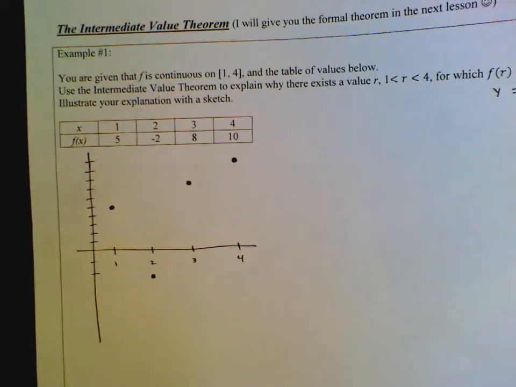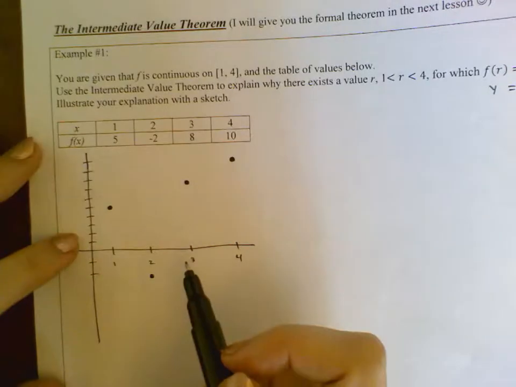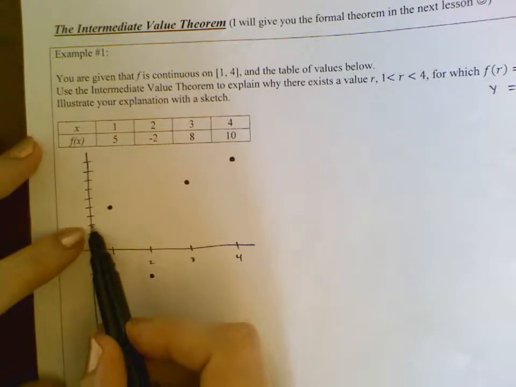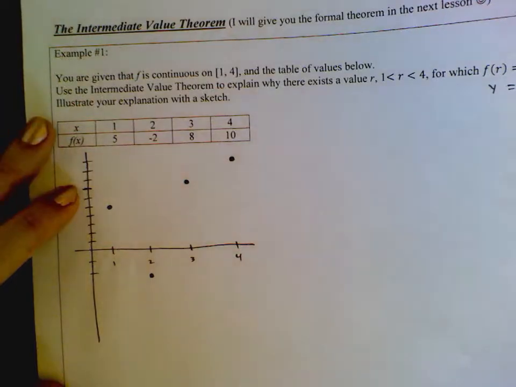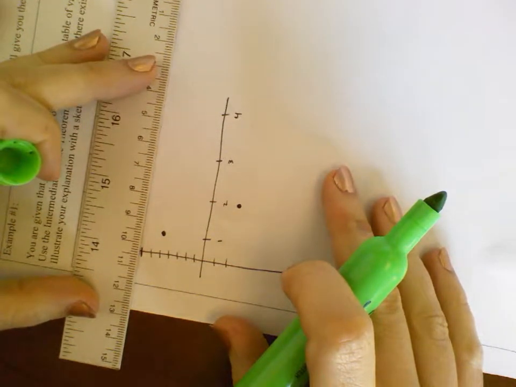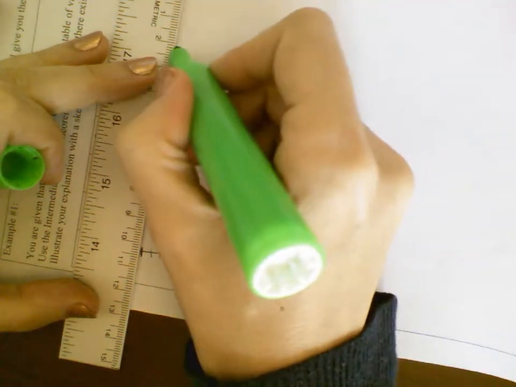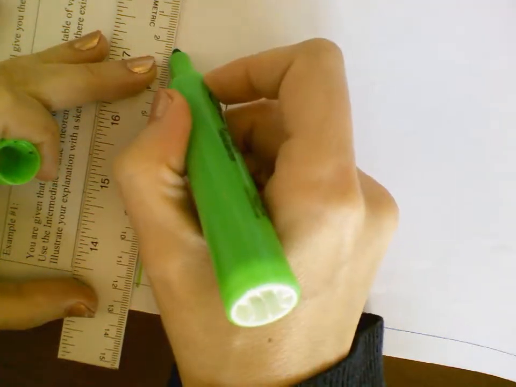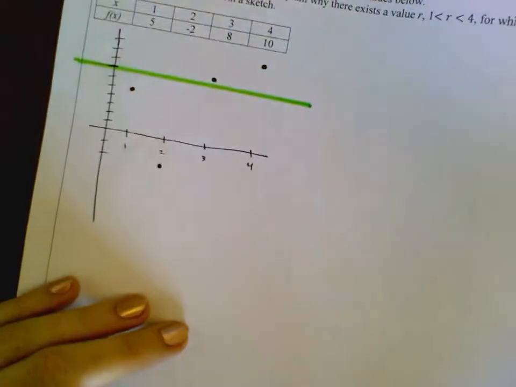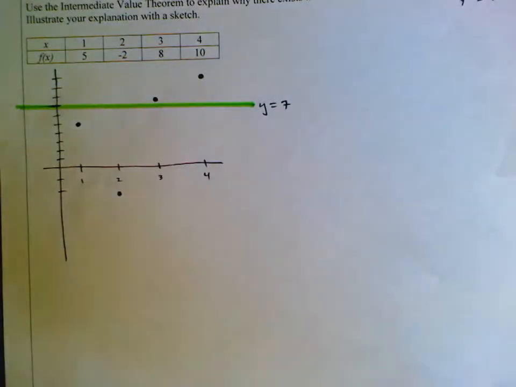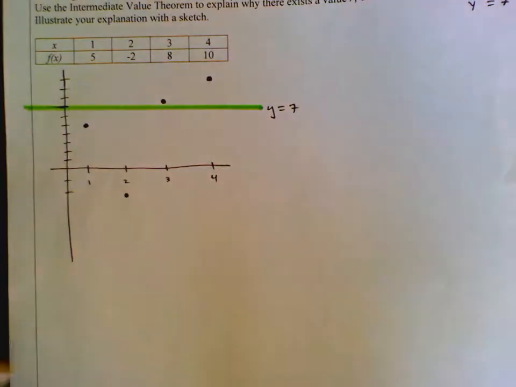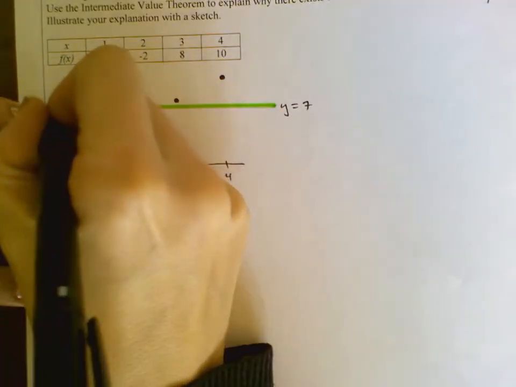So let me find 7. So 1, 2, 3, 4, 5, 6, 7. That's where 7 is. So I'm just going to draw a horizontal line there. Guys, if this is confusing, just try to keep up and this will all make sense eventually. So I'm drawing this line there. It's not perfect. That's the line y equals 7. And I want this to be f of r.